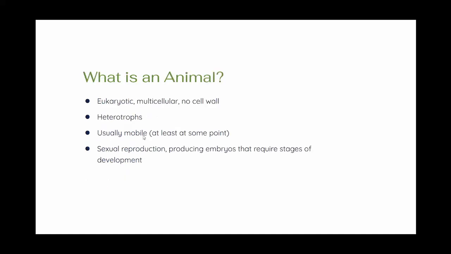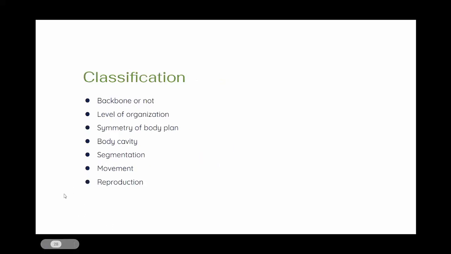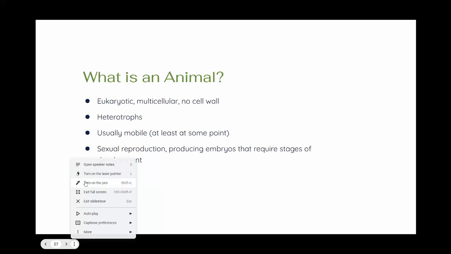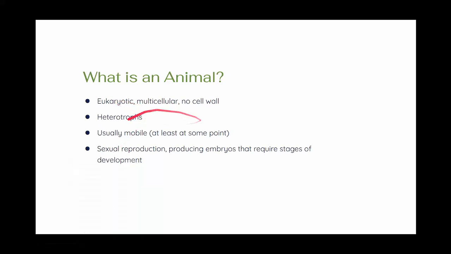I just went over that, but this is basically something you need to know. Animals are eukaryotic, multicellular, have no cell wall, are heterotrophs, and are usually mobile at some point. They must be able to move at least at some point in their life. They can't just be sitting over there doing nothing. They have to be able to move sometime in their life, maybe at 20 or even 30, whatever.